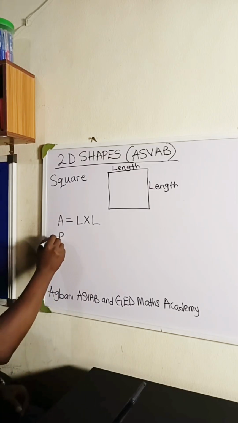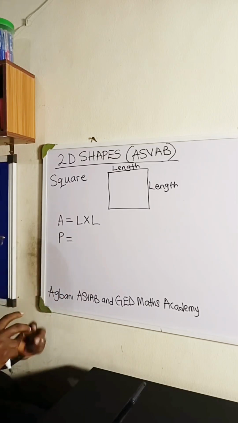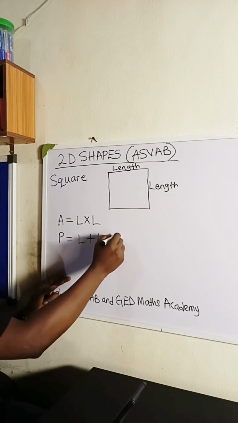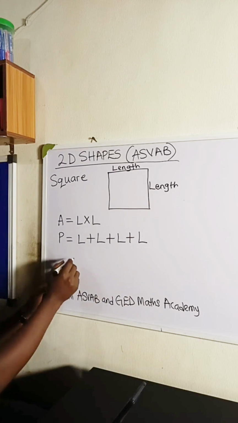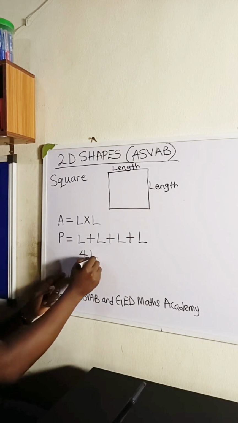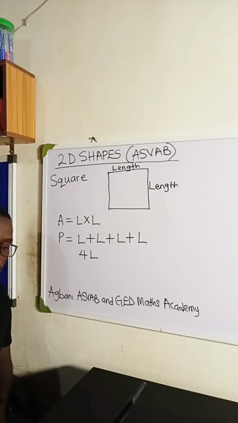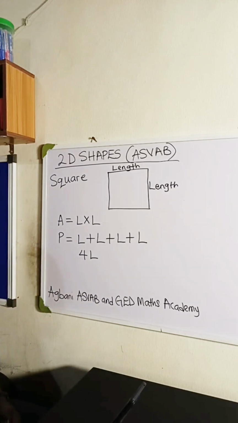And then the perimeter, remember, is the sum of all the sides. So the perimeter is length plus length plus length plus length. Or you can simply say the perimeter is equal to 4 times the length. Whatever the length of a square is, you multiply it by 4, you get the perimeter of the square. Okay, so I don't have any question from the ASVAB practice test on square, but I'm just going to solve an example, and then we go to the area and perimeter of a triangle.